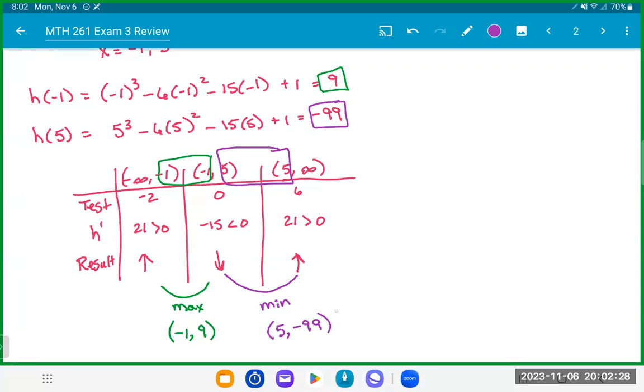Okay, so this right here is really what's going to be looked for on the exam, right? So what point do we have a maximum and what point do we have a minimum? Question.